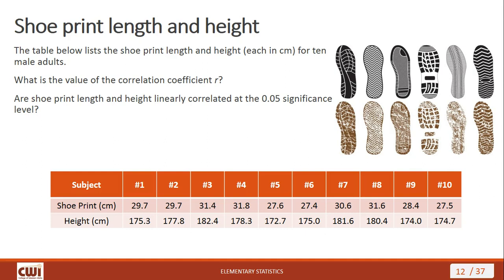Let's look at an example to illustrate these concepts. So we're going to look at shoeprint length and height. And I believe we looked at this back in Chapter 2, but it provides us with a good example of looking at linear correlation. So let's go back to this example and use it. We have a data set here from 10 randomly selected subjects where we measured the length of their shoe print in centimeters and we measured their height in centimeters. Now we're asked, what is the value of the correlation coefficient R, and are shoe print length and height linearly correlated at the 5% significance level?